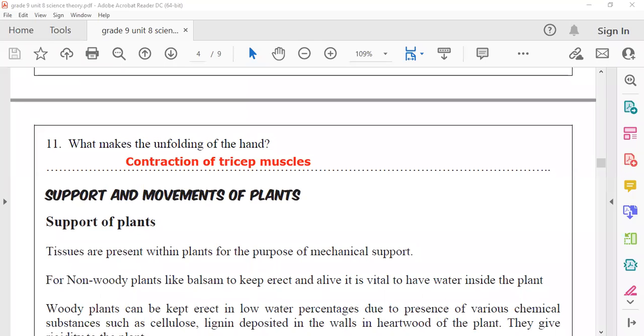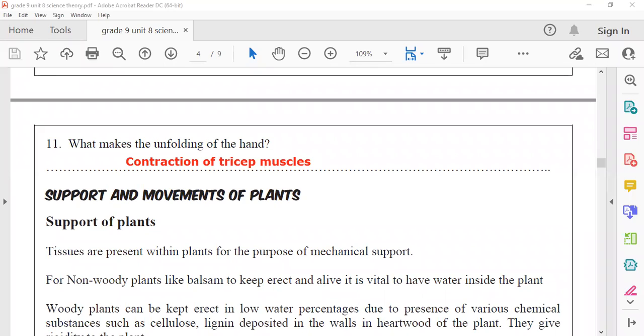Done, sir. Right. So with that one, support and movement in humans is over. Okay. Now we are coming to the next heading. What is the heading? Support and movements of plants.